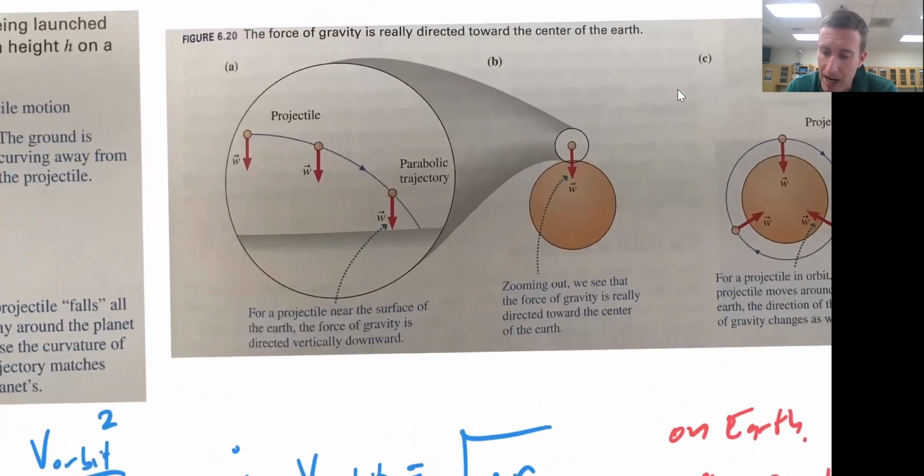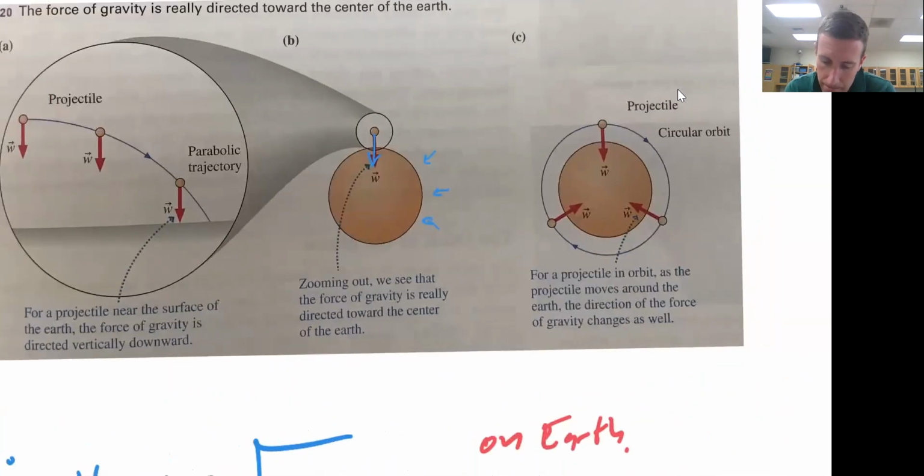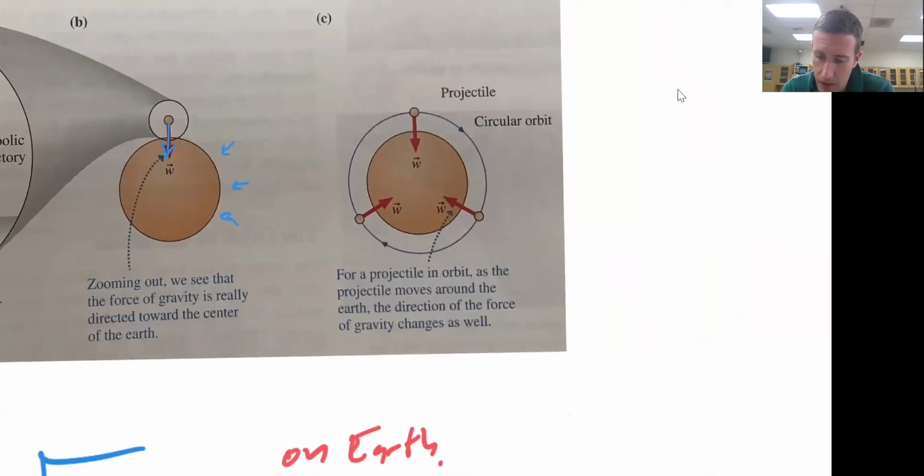So we know that the force of gravity is always towards the center of the Earth, and that's why we kept getting those arrows going like that, right? Always towards the center. So zooming out, weight is always towards the center, so the force of gravity is always towards the center. All right.